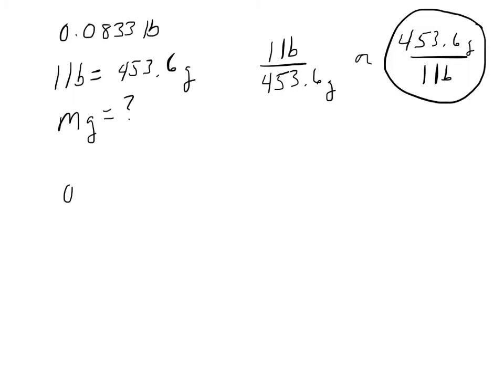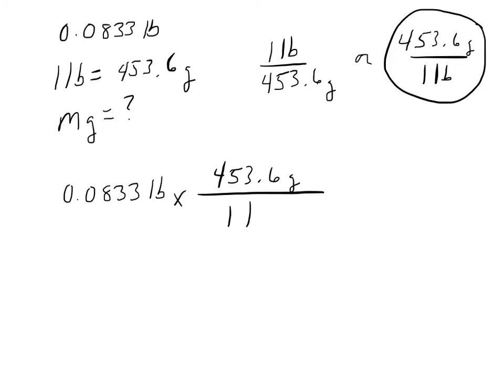So if we write this out, we take the 0.0833 pounds times this conversion factor of 453.6 grams over 1 pound. But grams isn't my final unit, my desired unit. Milligrams is. So what's nice about this is I can actually wrap my conversion to milligrams into this conversion factor setup, this dimensional analysis setup.